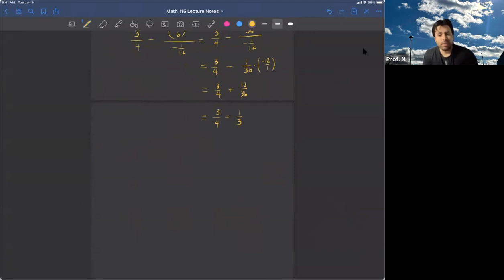So really, we're almost there. The final answer is just 3/4 plus 1/3. So again, the same denominator should be what? Should be 12. So the answer is 9/12 plus 4/12. Now I have the same denominator, I can add the numerators. I get 13/12. And this is my final answer.